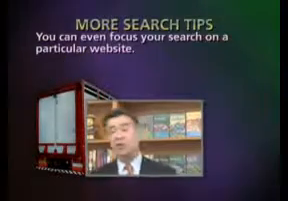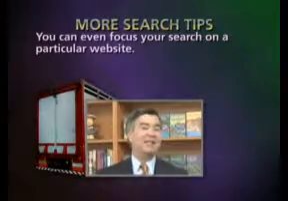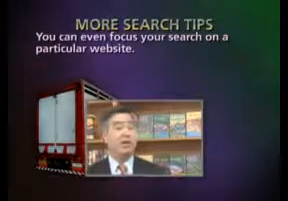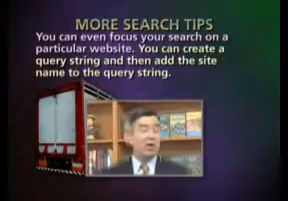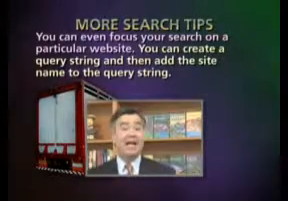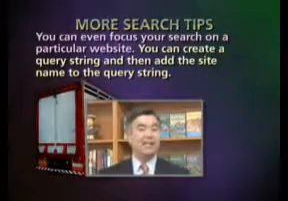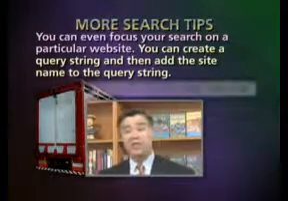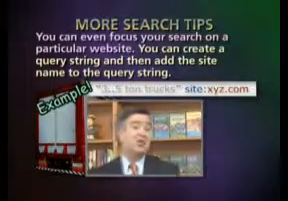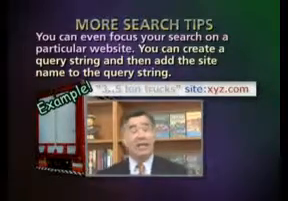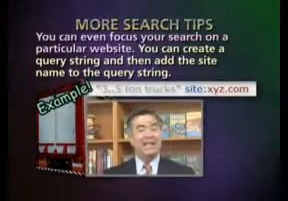You can even focus your search on a particular website. Once you've found, for example, a particular website that is filled with great information about your topic, perhaps it's run by an organization devoted to research in your topic, you can create a query string just like any other query string and then add the site name to the query string, and the search will be conducted only within that website. The way you would do it is you would type site, S-I-T-E, colon, and then the name of the website, xyz.com, for example. And that would only yield results, web pages, that are in that particular website.